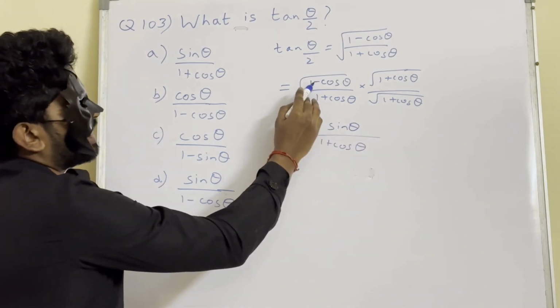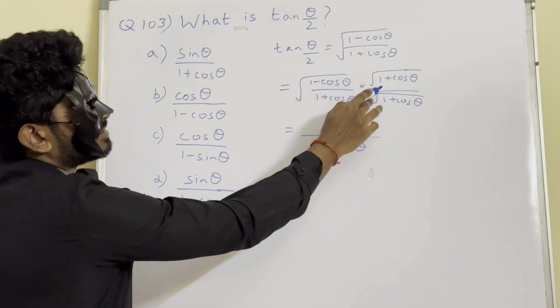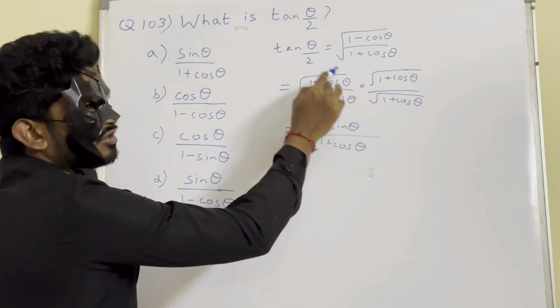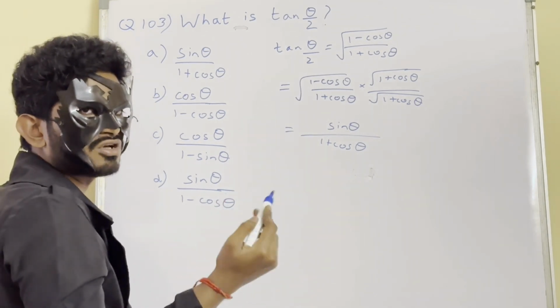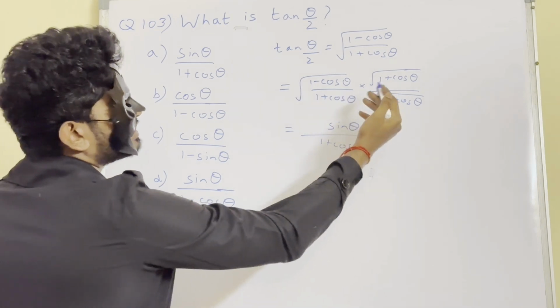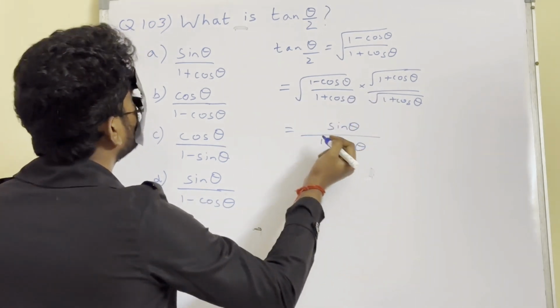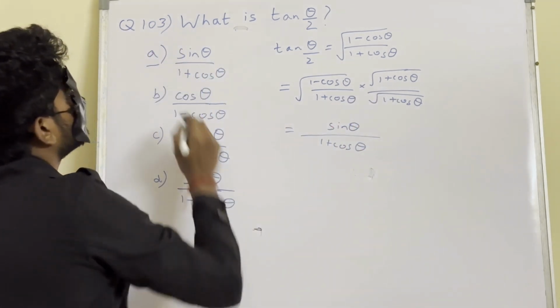I will repeat again, under root of 1 minus cos theta and under root of 1 plus cos theta is nothing but under root of 1 minus cos square theta. Under root of 1 minus cos square theta is nothing but equal to under root of sin square theta. Under root of sin square theta is nothing but sin theta. So sin theta by 1 plus cos theta. So option A is right.